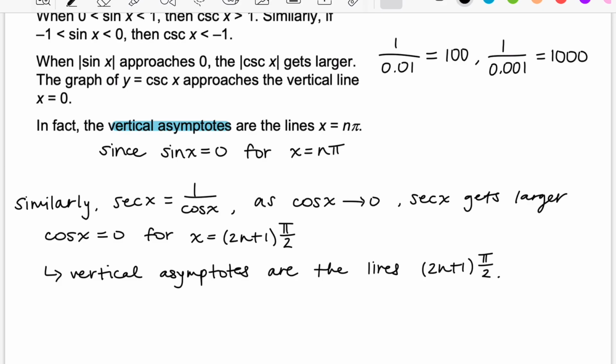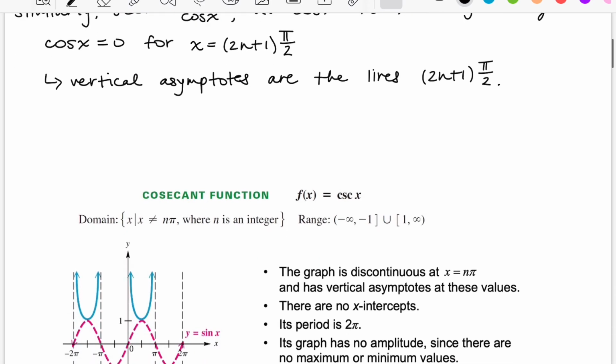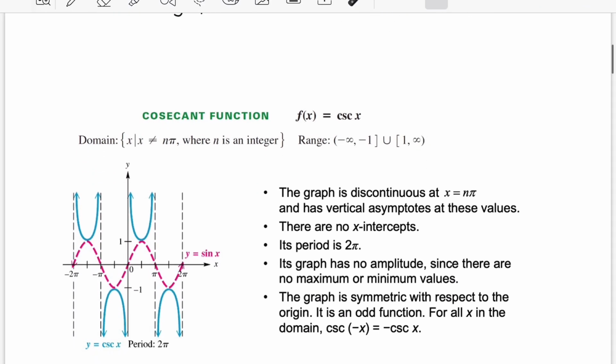All right. So this brings us to the graph of first our cosecant function. Since the vertical asymptotes are these lines here, our domain is going to be all x such that x is not equal to this here. Our range is going to be all the output values between -infinity and -1, and then 1 and infinity. And here are some properties of our graph here. And then our graph is given by this guy here.